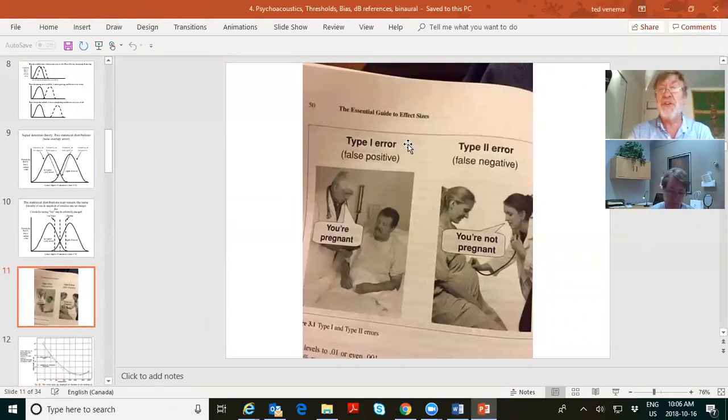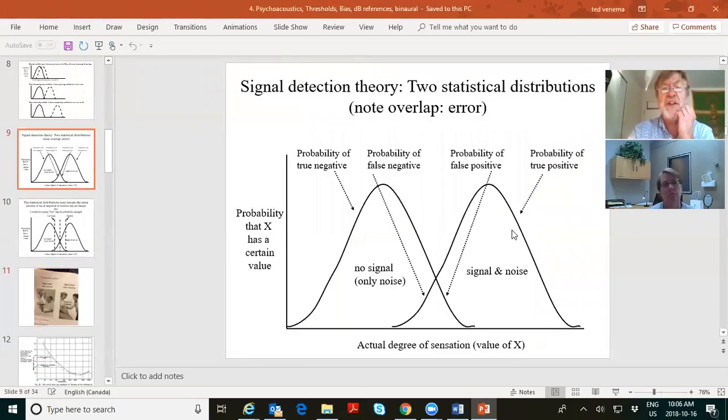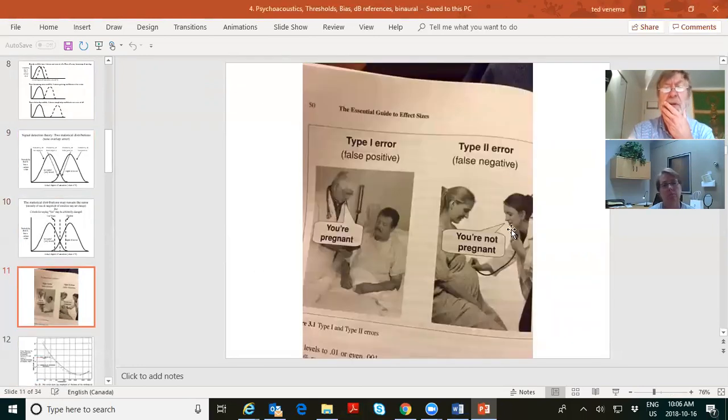Here, this is just saying type one error, lots of false positives, telling the guy he's pregnant. A type two error is called a false negative, telling a pregnant woman you're not pregnant, okay? That's just meant to be humorous. And these things here, I'm not going to worry about, just leave them alone.